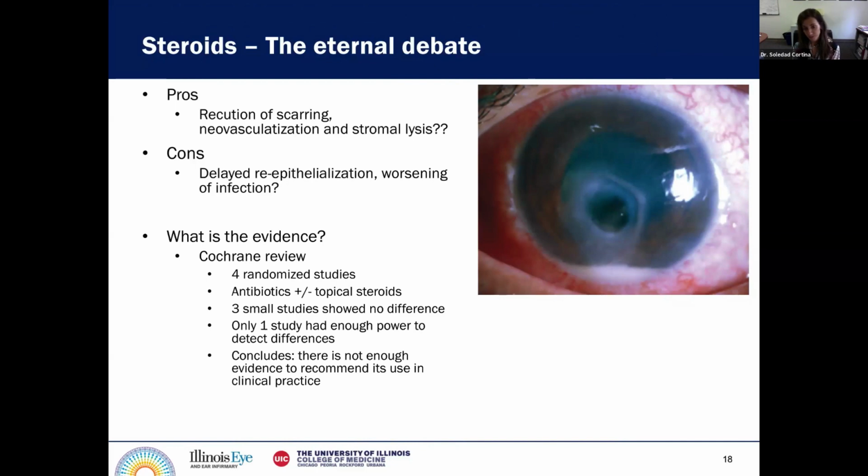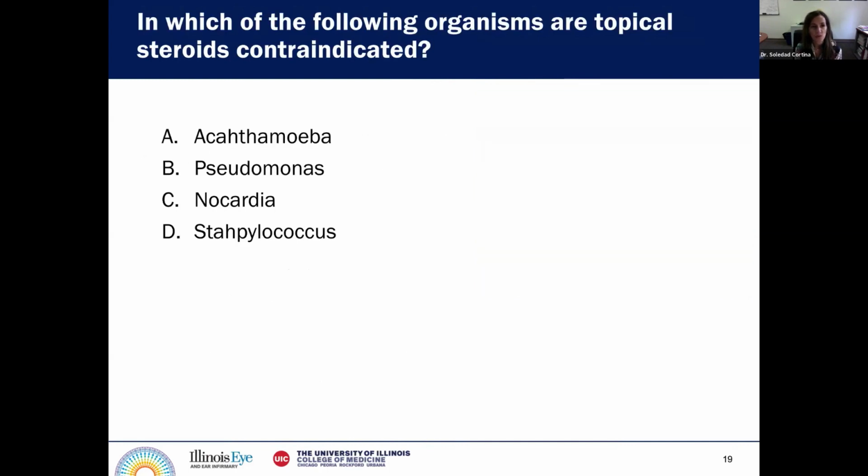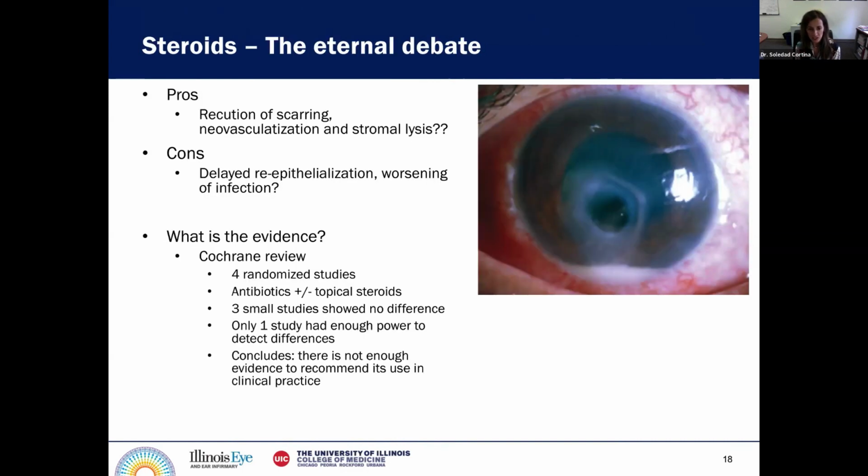And what is the evidence? There have been several high quality studies performed to try to answer this question. When I looked at this Cochrane review, we found really 4 randomized studies that used antibiotics plus or minus topical steroids. Unfortunately, 3 were too small, not necessarily powered to show a difference, but there was one study that had enough power to detect differences, and this was the Steroids for Corneal Ulcers Trial. So this review concluded that unfortunately there's not enough evidence to recommend its use in clinical practice, but I think it's worthwhile to look at the SCUT study. We're going to answer this next question, and then we're going to go into the SCUT study and see what we really learned from it.